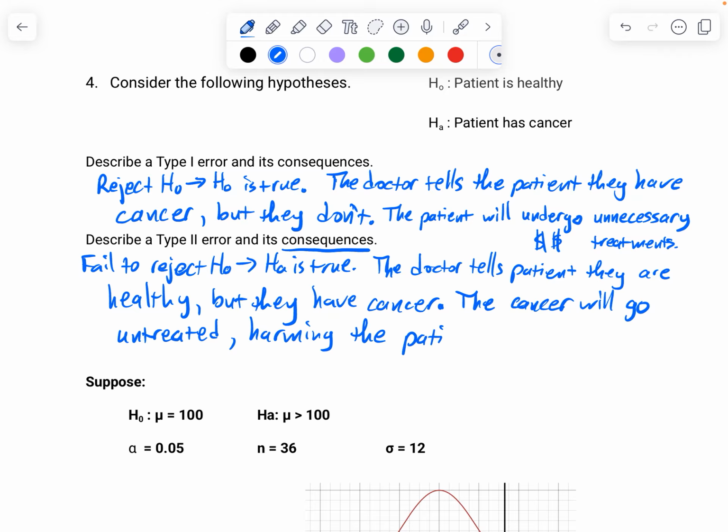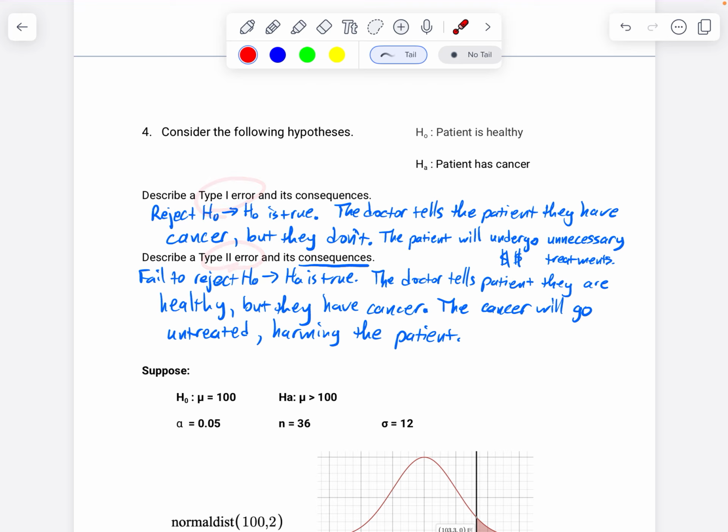So you will have to do this on a test and the AP exam. You'll have to identify in context what is a type 1 error, what is a type 2 error, just like this, when they'll give you an H0 and an HA. Okay?